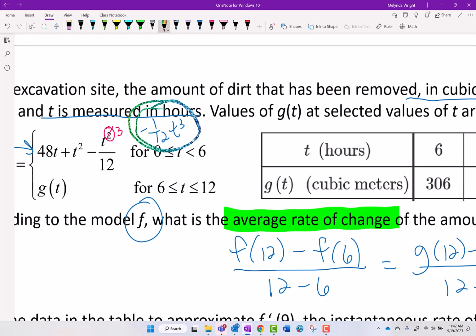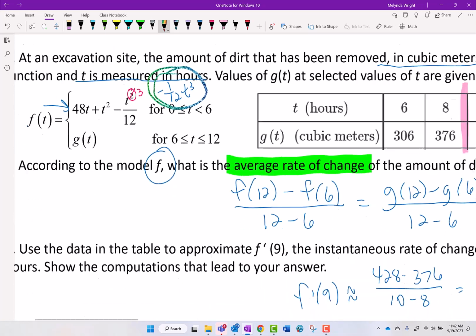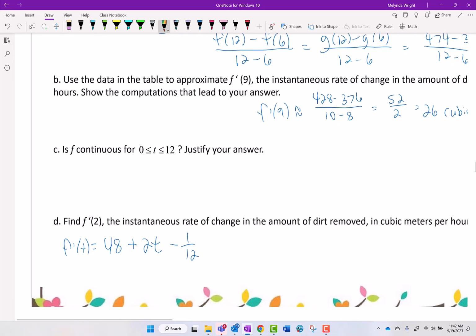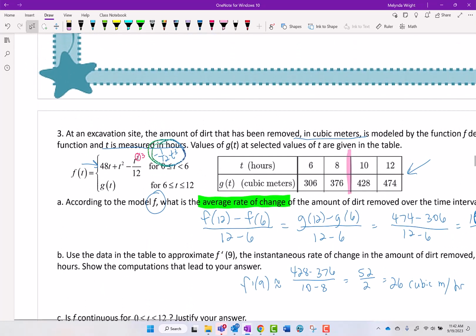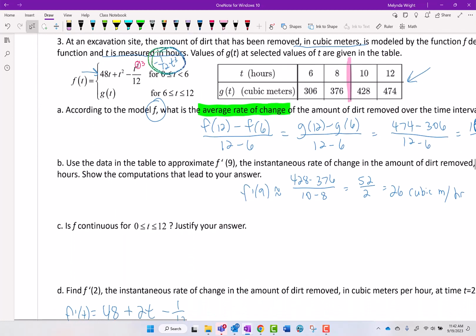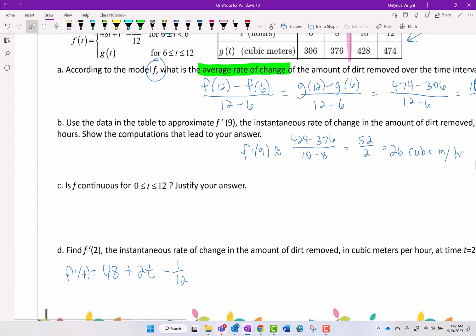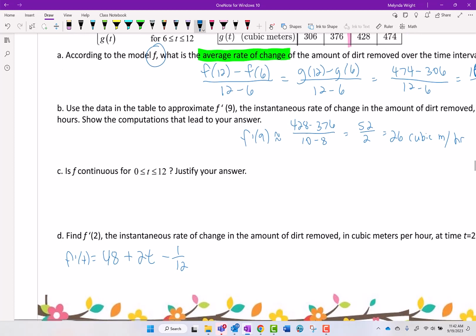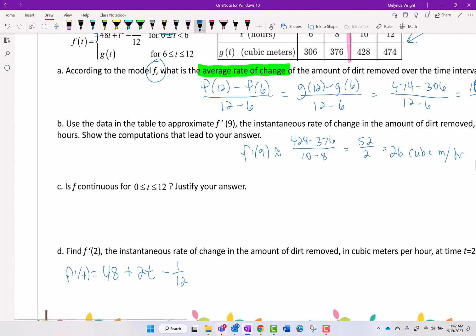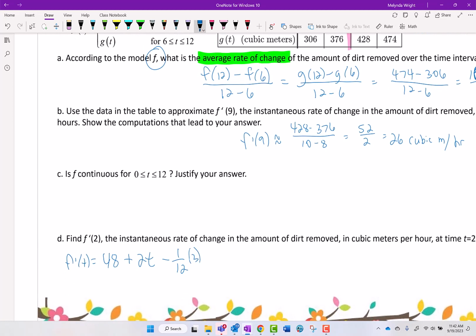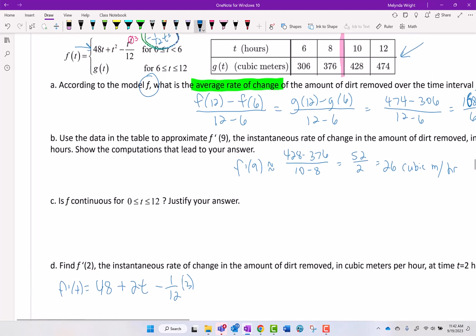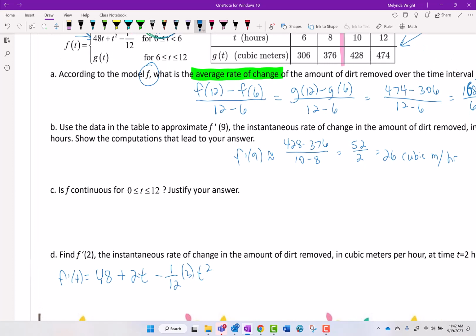Because we bring the 3 down front, and 3/12 is 1/4, right? So we bring the 3 down. We get just a 3. I'm just going to leave the 12 there. Then t squared.